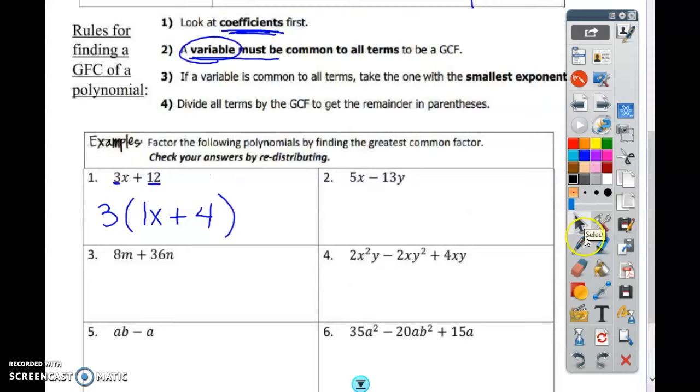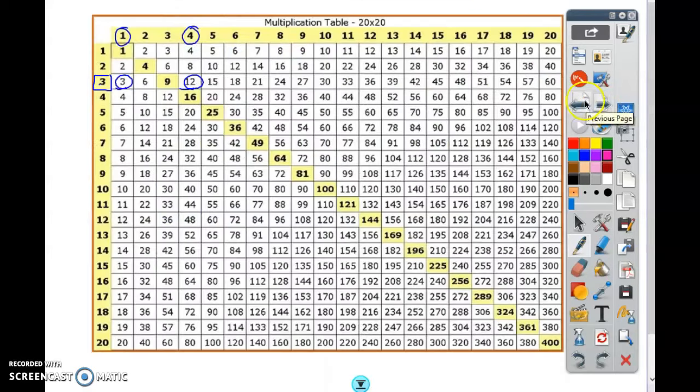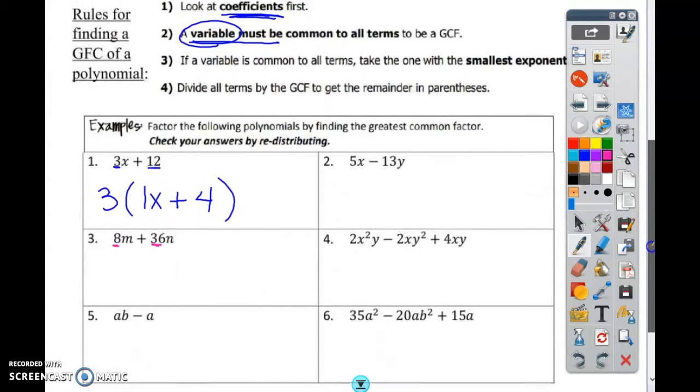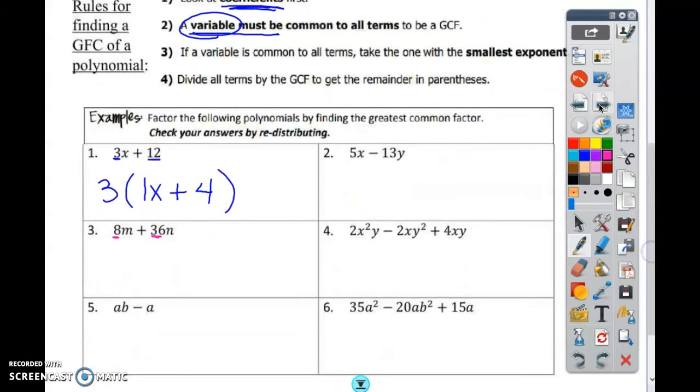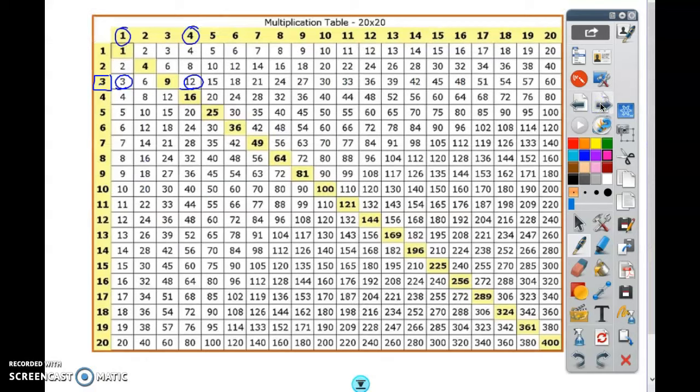Let's try another one. Let's try problem number 3. Okay? Let's look for 8 and 36 on the multiplication chart. So look at your table, the green table, and look for, what were the numbers? 8 and 36. Let's look for 8 and 36. Where do you see it?